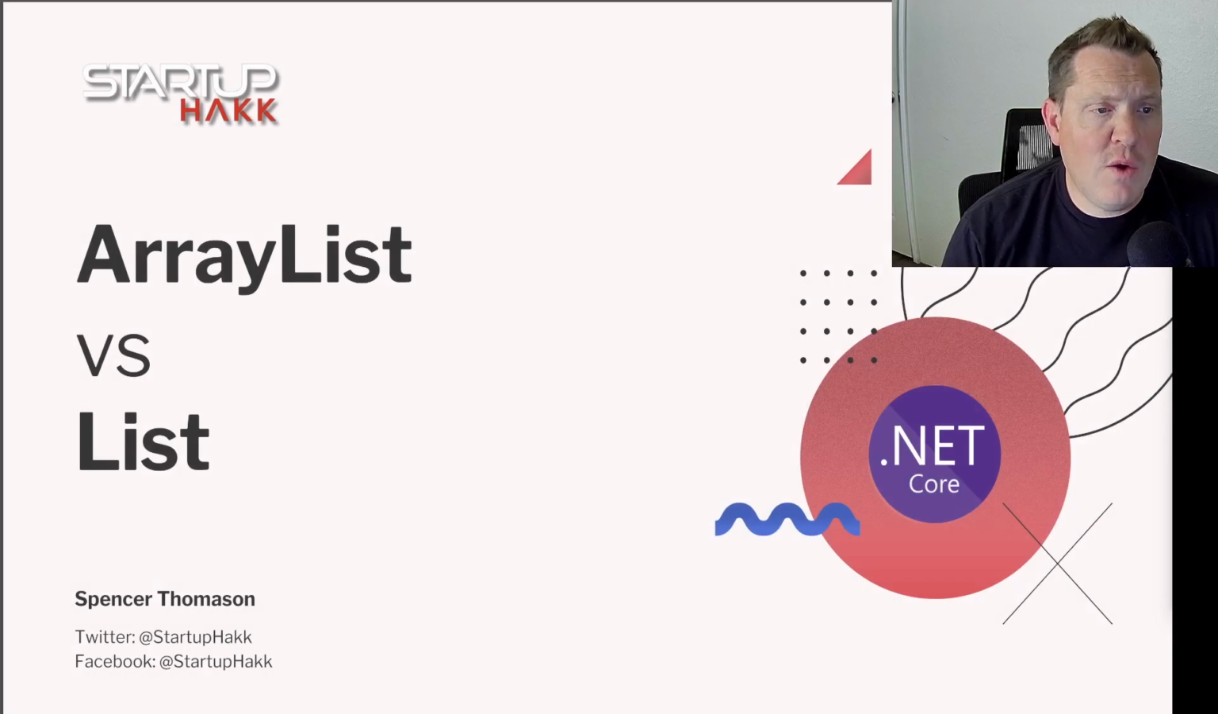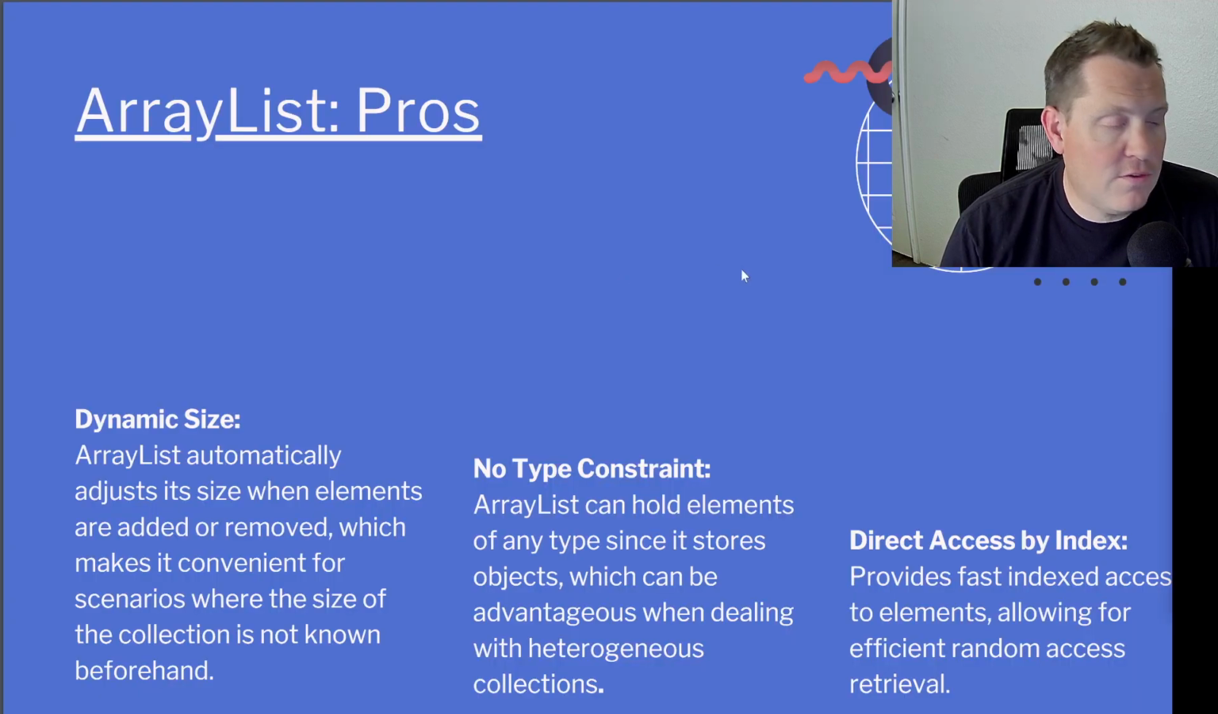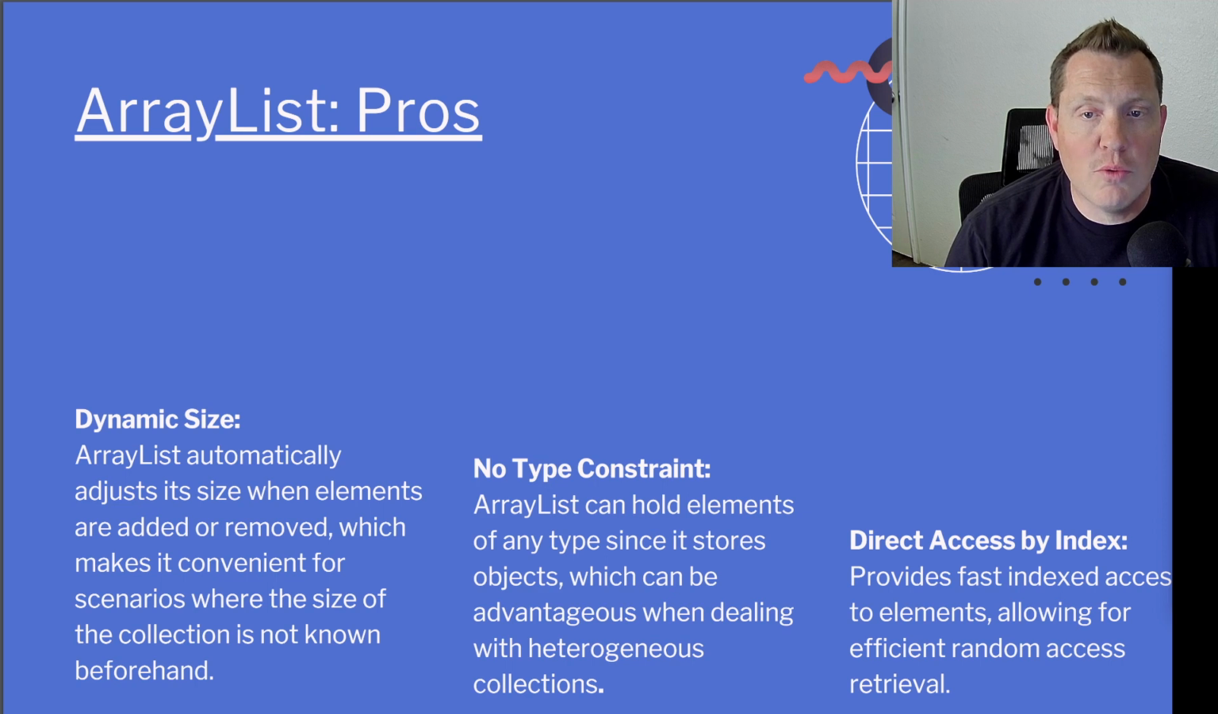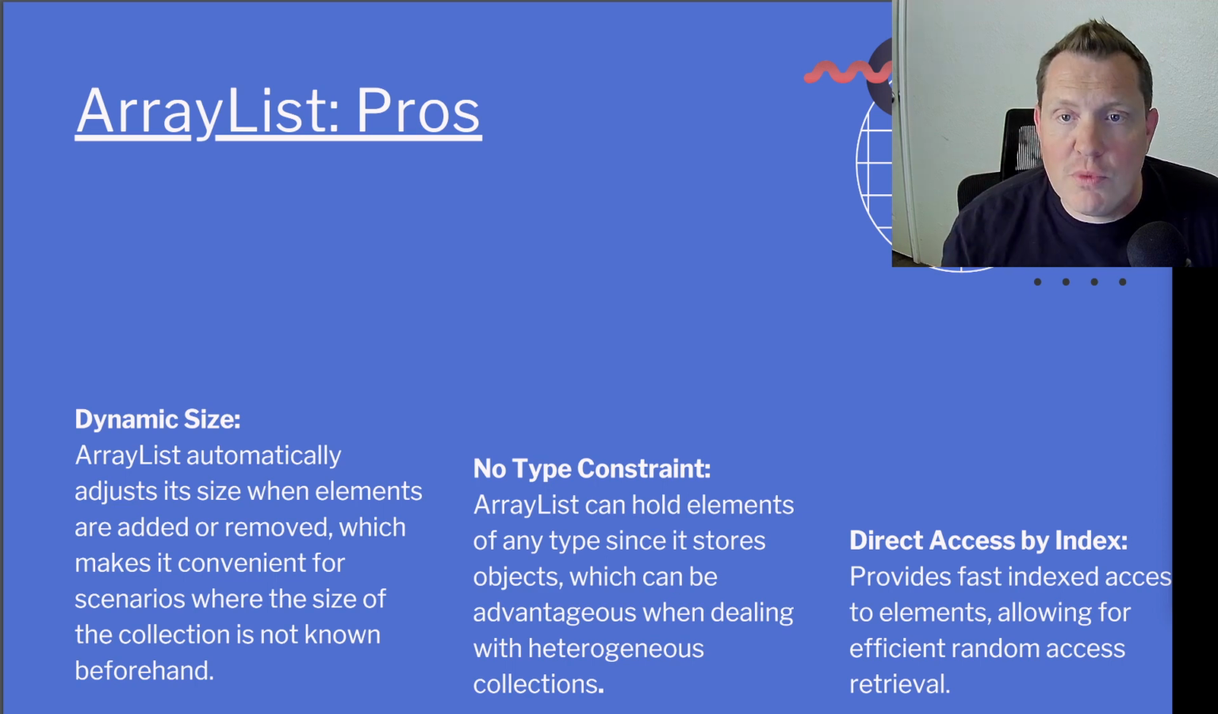All right, so today we're diving into a comparison between ArrayList and List T in C#. Let's talk a little bit about these. Some of the pros of an ArrayList is that an ArrayList automatically adjusts its size when elements are added or removed, which makes it convenient for scenarios where the size of the collection is not known beforehand.